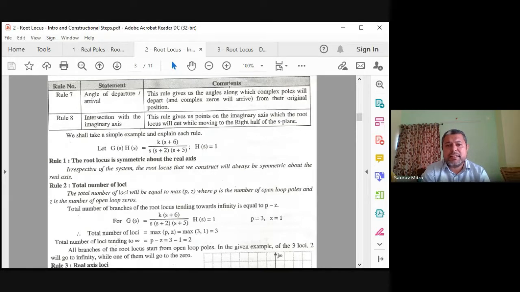Rule 7, or step 7: angle of departure or angle of arrival. This rule gives us the angle at which complex poles will depart, or at which the root locus arrives at complex zeros. If there are zeros at minus a plus jb, the root locus will come and enter that zero, because root locus starts from poles and finishes at zeros. We will see a lot of numericals with zeros also. So root locus comes and enters at zero.